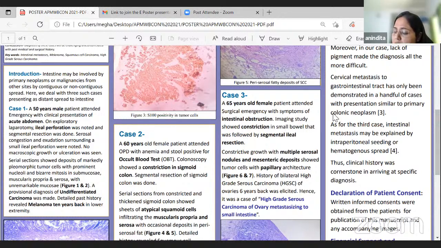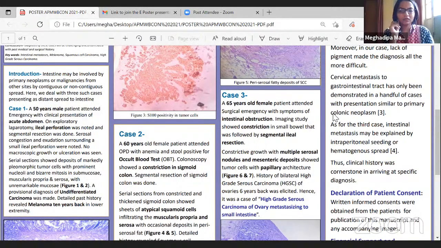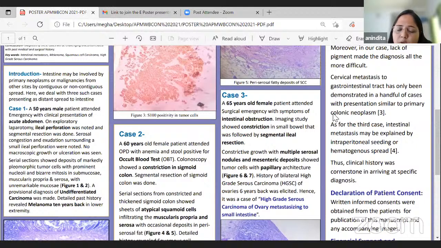So Meghadeepa, yours was a nice presentation. Thank you, ma'am. Can you tell me in the third case particularly, where it was metastasis from ovary? Yes, it was adenocarcinoma from histomorphology. So why didn't you think of it as primary?